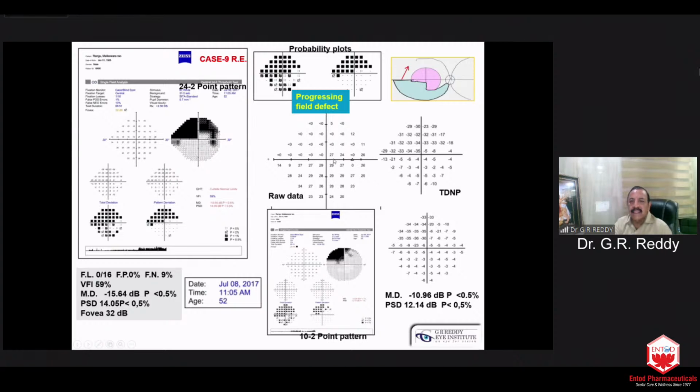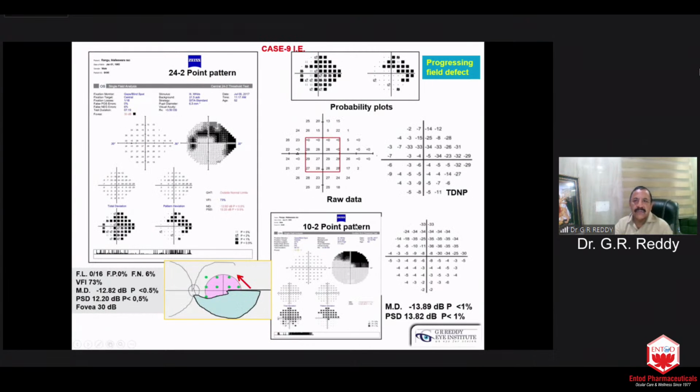Always see the 16 points within the 3 degrees of 24-2 for indication of 10-2, and we repeated the 10-2. Yes, and you see it is almost coming into the 3 degree point. There is 1 degree point. 3 degree point is also involved.